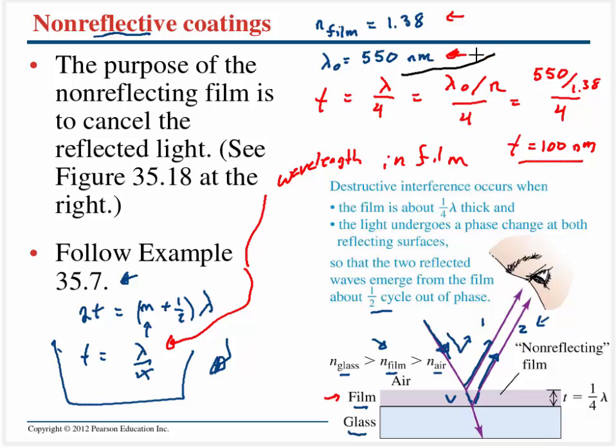Again, just be very, very careful here. One difference between non-reflective coatings and the example I showed earlier with the Newton's rings is that this is going to be the wavelength in the material.